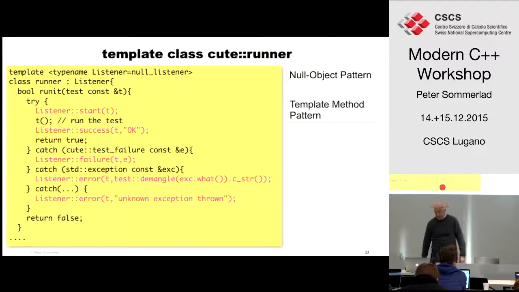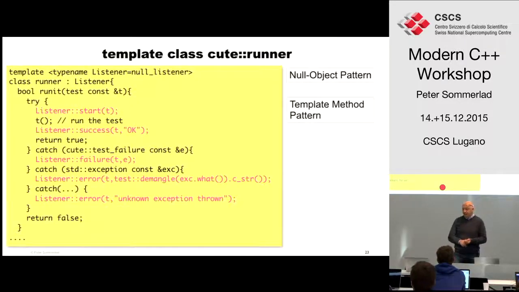And just to give you an example of how that applies, the runner class inherits from its template parameter. The default case is a null listener, and it has these 4 different hook functions: start, success, failure, and error. Start takes the test object to print out the test name. The success will give a message to the test object, and failure and error combine the test object with a string again for the error message, or with the exception object.